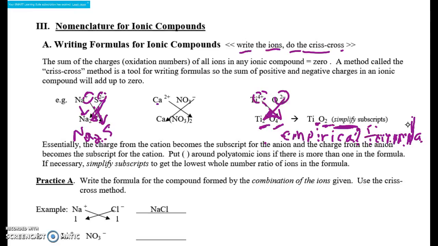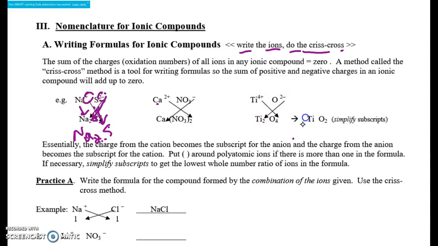The empirical formula is the simplest whole number ratio between the atoms in a compound. So the empirical formula for Ti2O4 is TiO2. In this case, we can divide the 2 and the 4 by 2 to give us the TiO2 formula. Capiche? Let's try a couple down below.